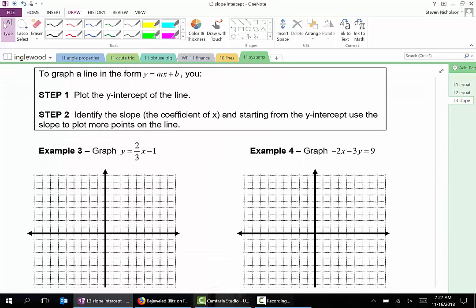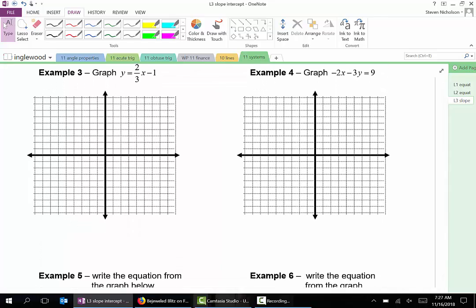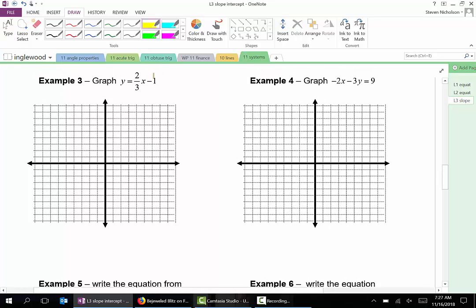So again, summarizing what you did in grade 10 then, to graph a line in y equals mx plus b form, all you need to do is plot the y-intercept, use the slope to find another point, and then connect the dots. So let's do these examples really quickly.